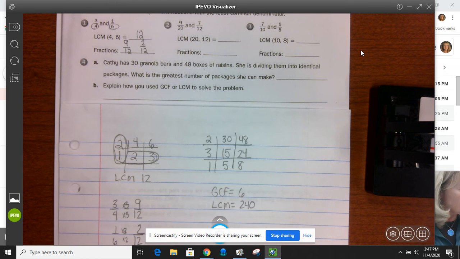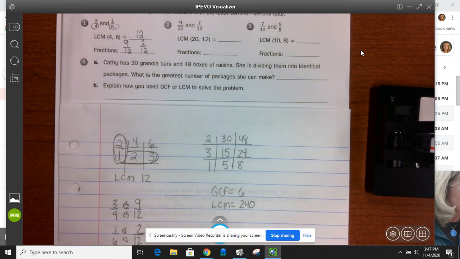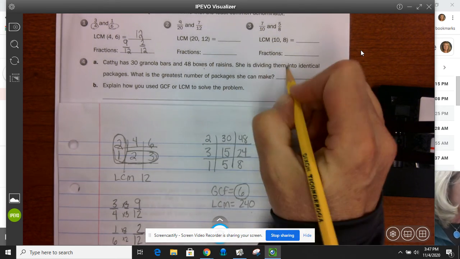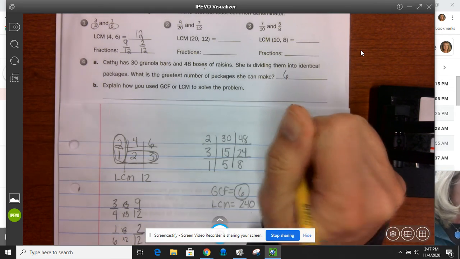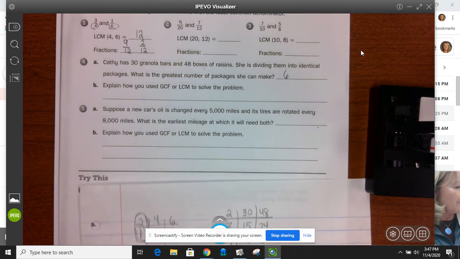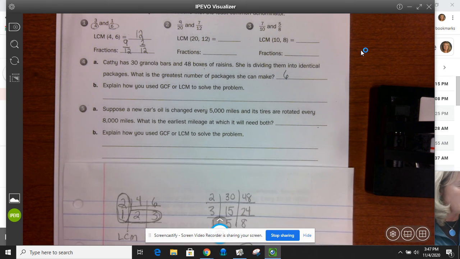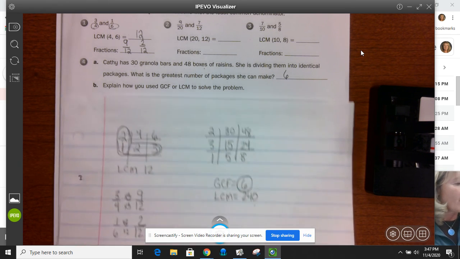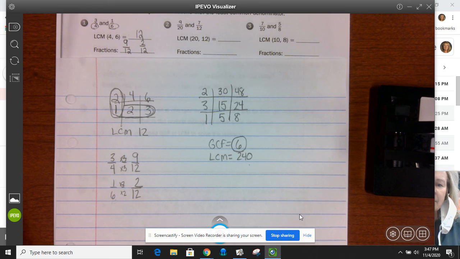And you're going to look at your answer and say, oh, it can't be 240 because I only have 48 boxes of raisins. My answer has to be 6. So I can make 6 packages. You're going to do the same thing for number 5. See what makes the most sense. Try it. And that is the end of this lesson.